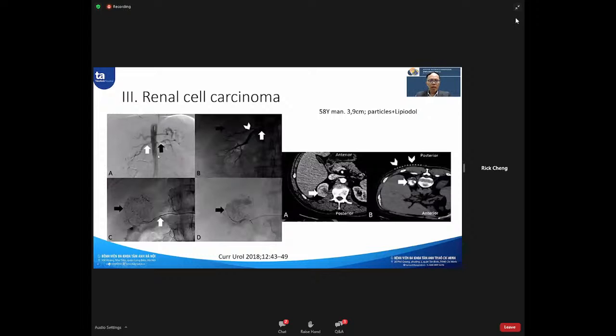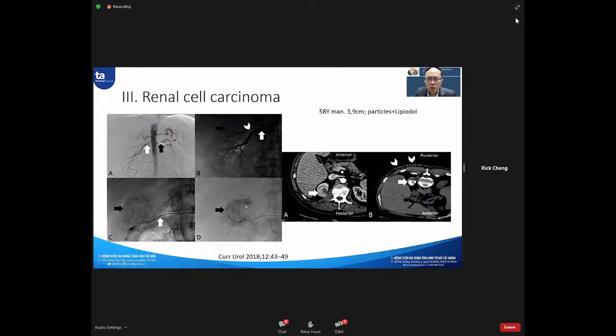And another case, you see a small RCC in the upper pole of the right side. You do an angiogram, the aortogram. You see the right side of the renal artery. You see there's some small branch maybe supplying the tumor, and you redo the renal artery selectively. You see it more clearly. And after that, you insert a microcatheter inside, and then you apply particle and lipiodol.